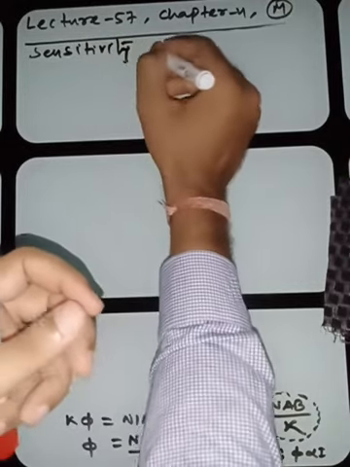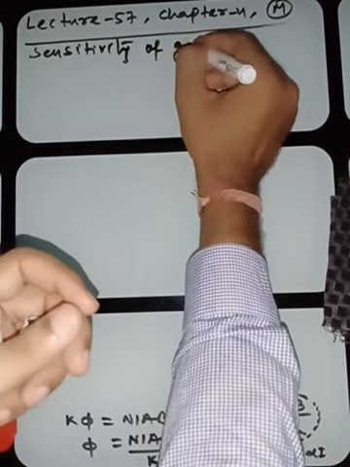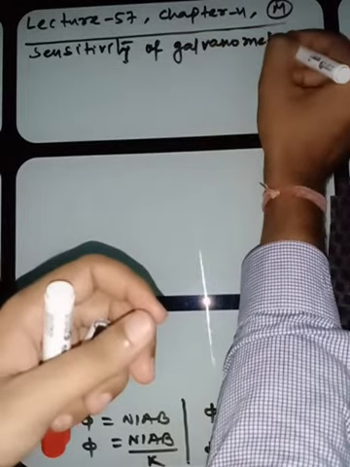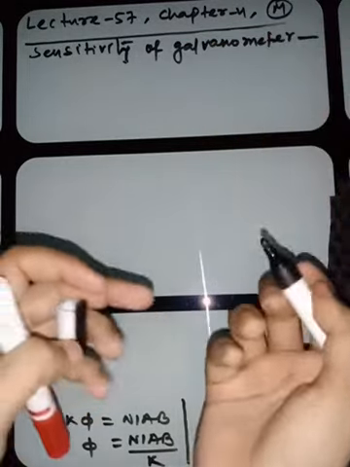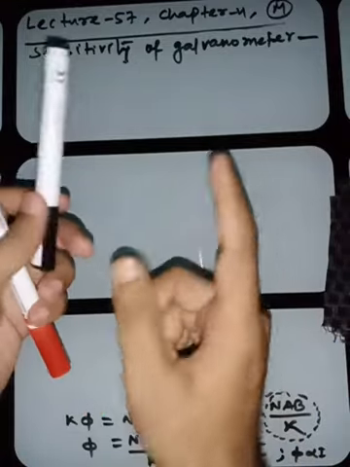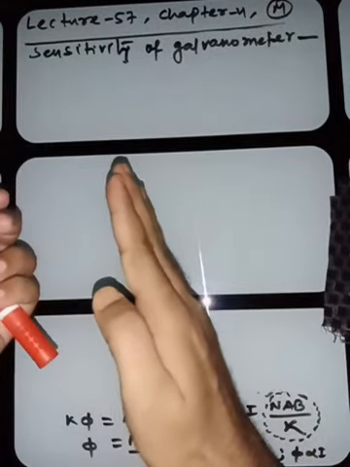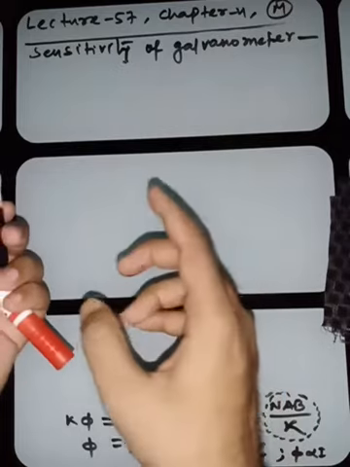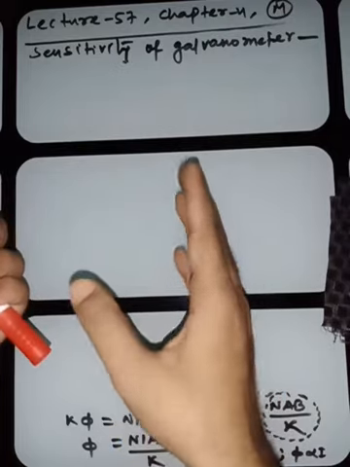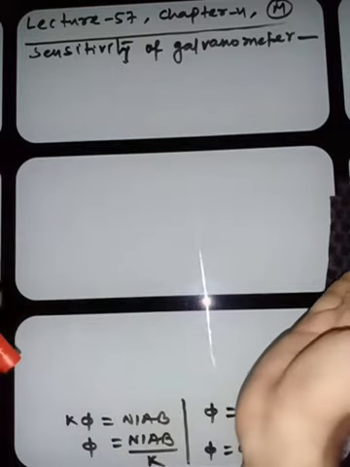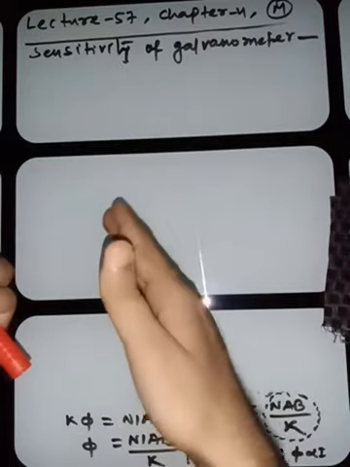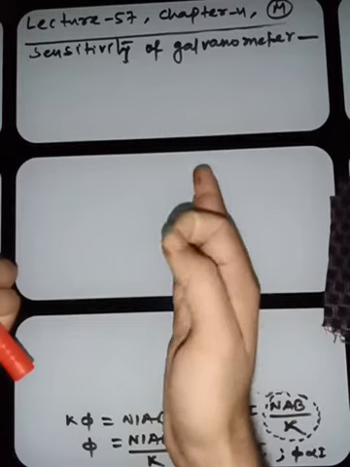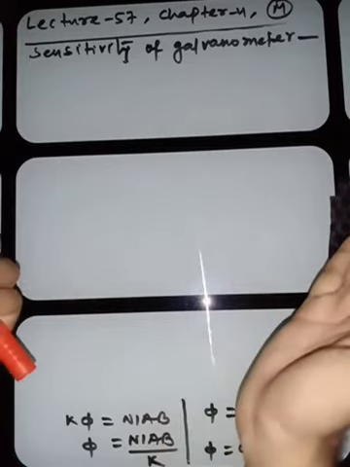Sensitivity of galvanometer. You find that for one galvanometer you apply 0.1 ampere and it gives a reading of 10 divisions. But for another galvanometer you apply 0.1 ampere and it deflects 50 divisions. So you can say the second one is more sensitive. It means under a small current it deflects very much.